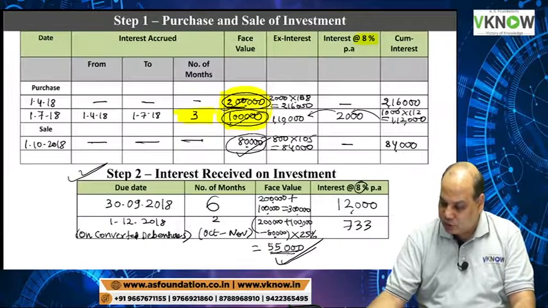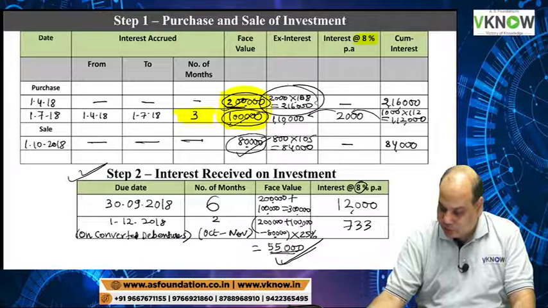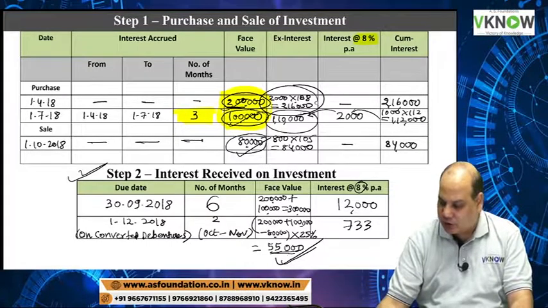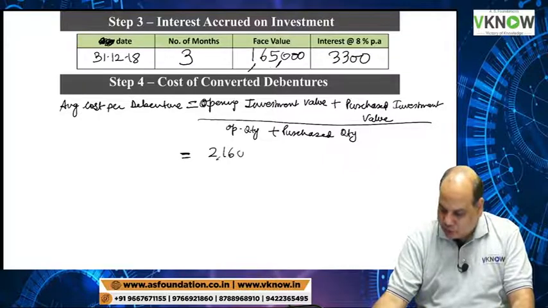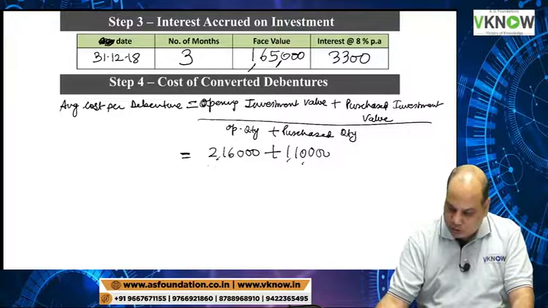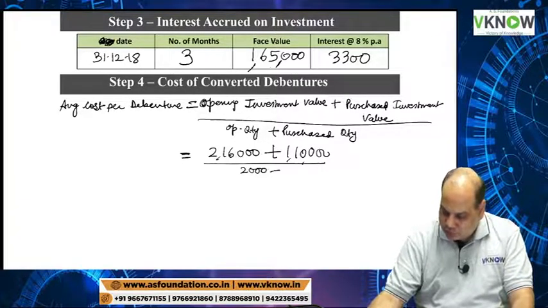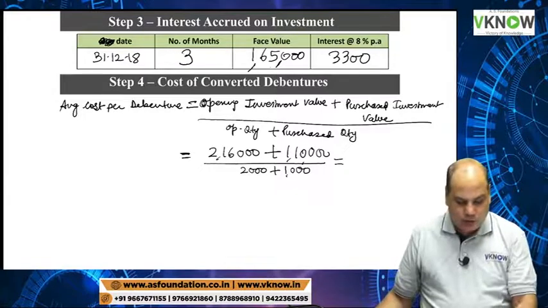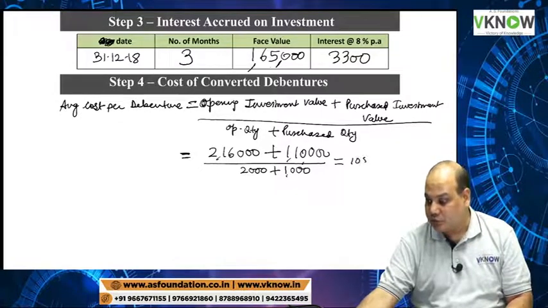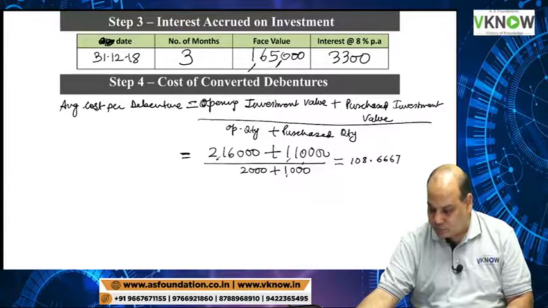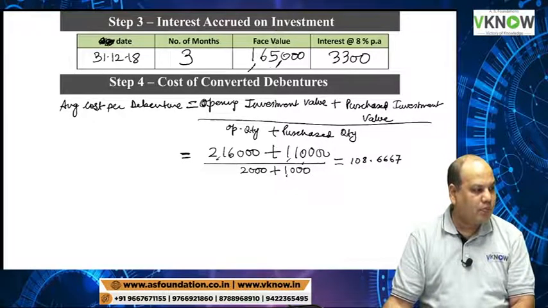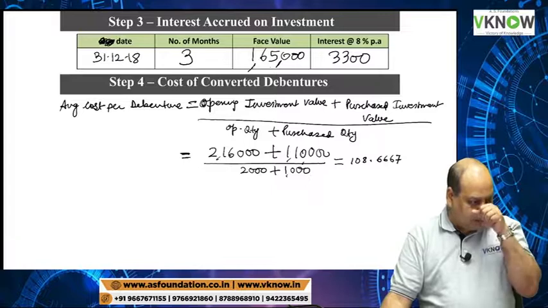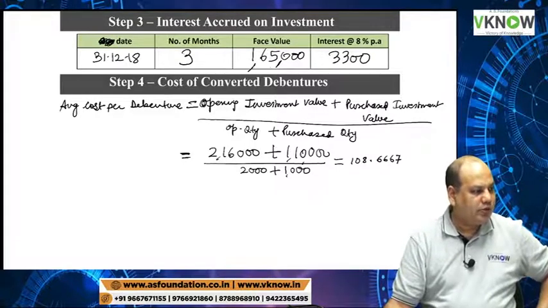Opening investment value on the screen, this figure, 2,16,000, and plus 1,10,000 purchased value. 2,16,000 plus 1,10,000, and this you divide by 2,000 plus 1,000 purchase quantity. So kindly solve. How much are you getting? 108.6667.